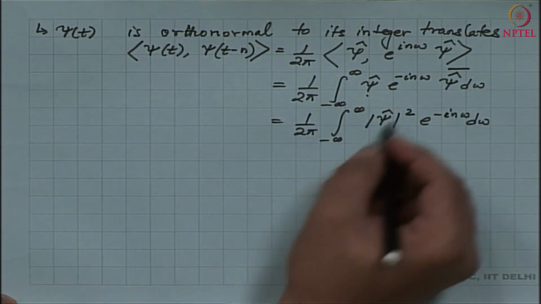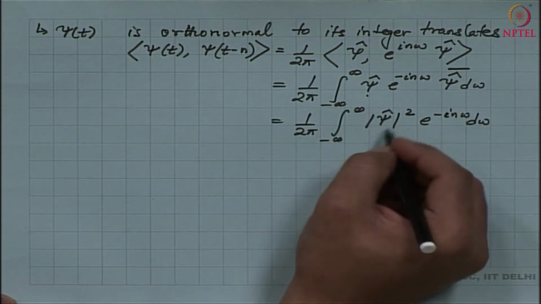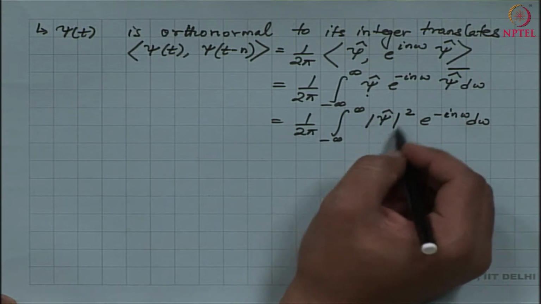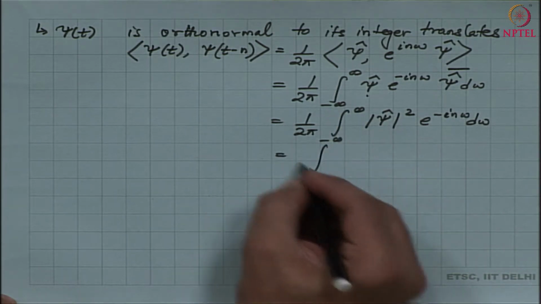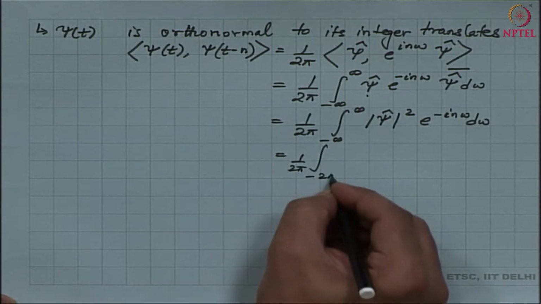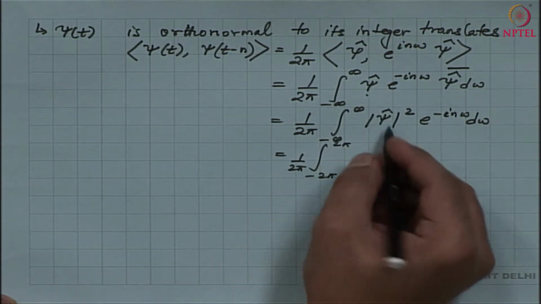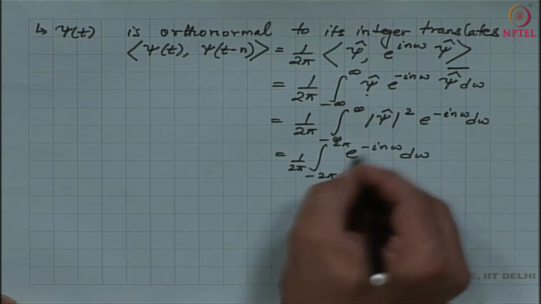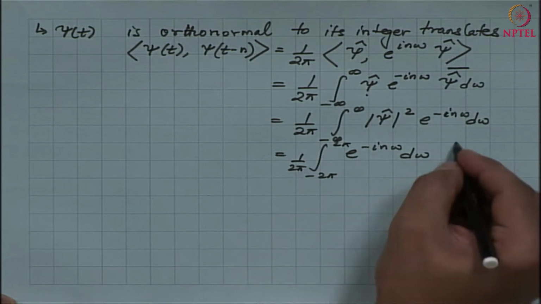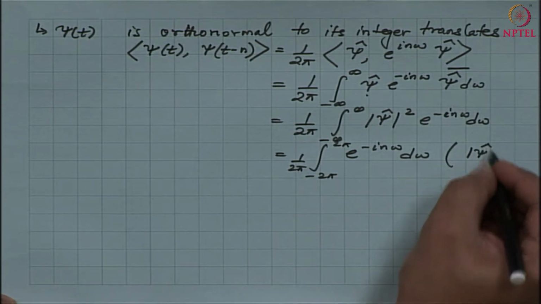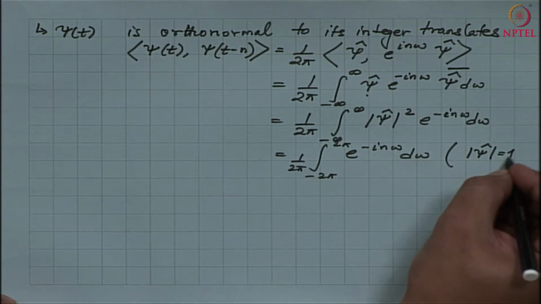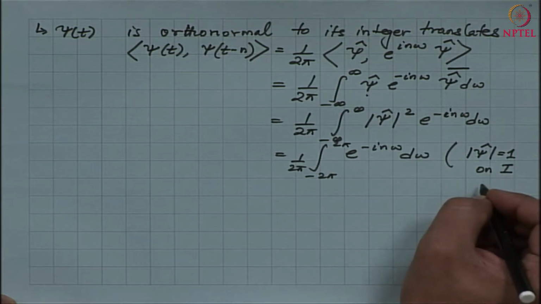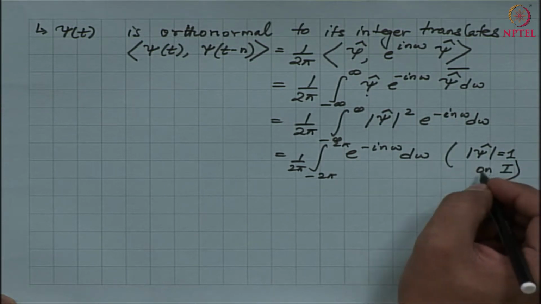And then I know that the square of this particular function is only going to be 1 in a certain range of omega, namely from negative 2 pi to 2 pi. I get that this is 1, otherwise 0. So this reduces to the following integral, because psi hat is 1 on the interval I. I know that it is 0 otherwise.